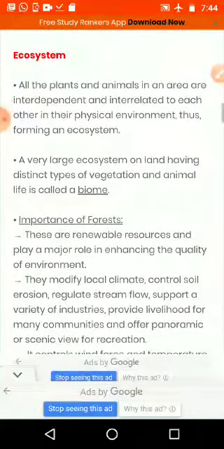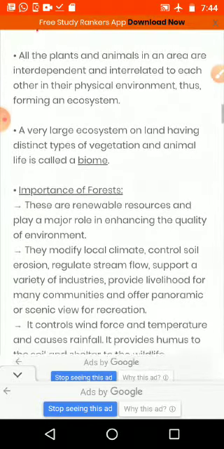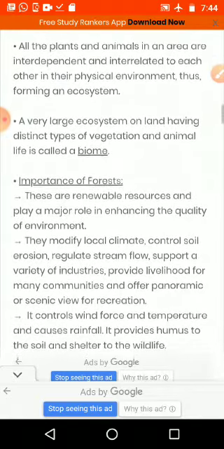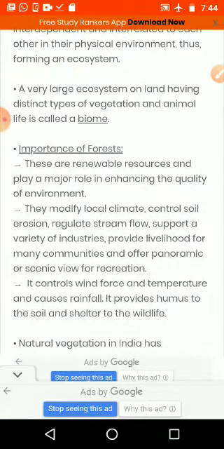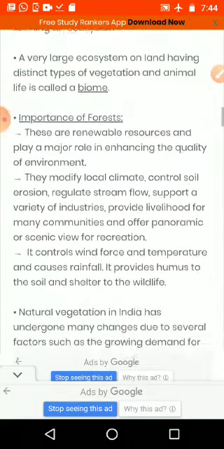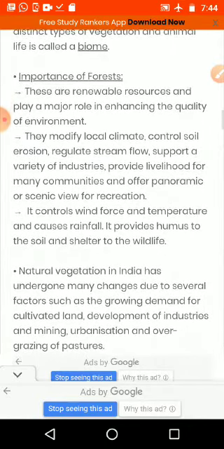The next one, third one, ecosystem. All the plants and animals in an area are interdependent and interrelated to each other in their physical environment, thus forming an ecosystem. A large ecosystem on the land having distinct type of vegetation and animal life is called a biome.